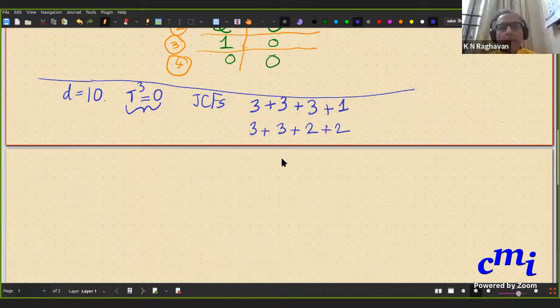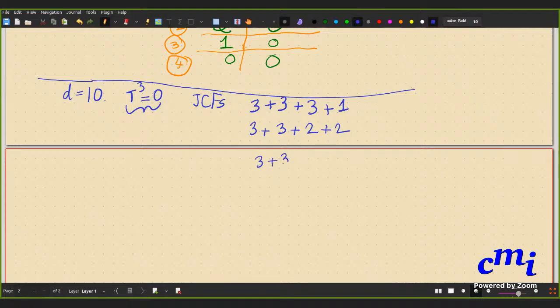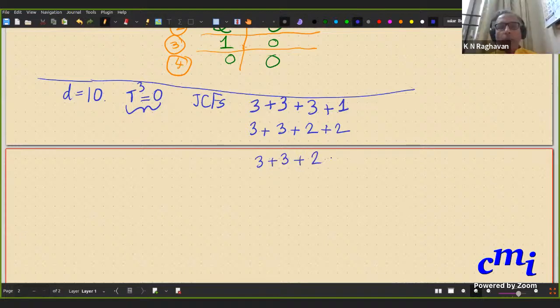Right. And then? 3 plus 3, 1 plus 1 plus 1. 3 plus 3, 4 ones. I would say 2 plus 1 plus 1. Next. Right? And then 3 plus 3 plus 1 plus 1 plus 1 plus 1. Okay?